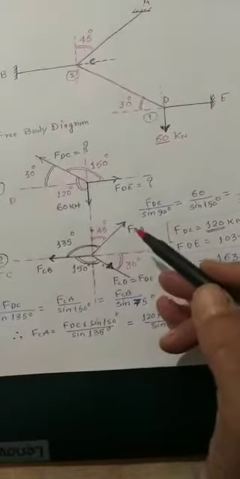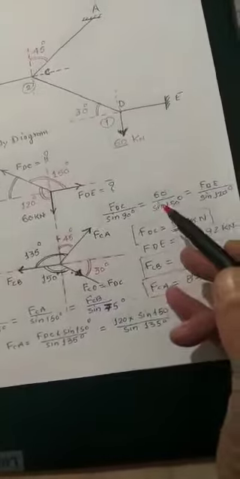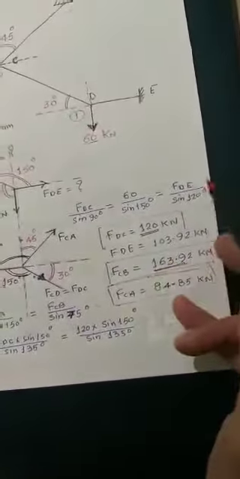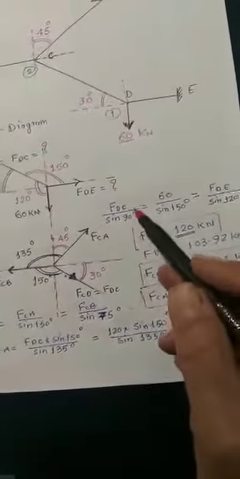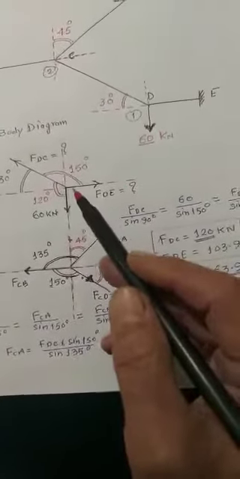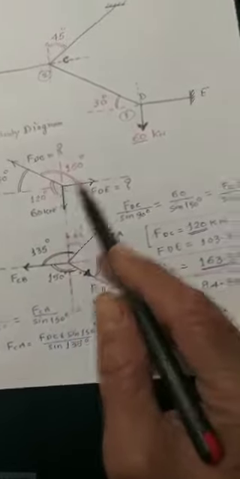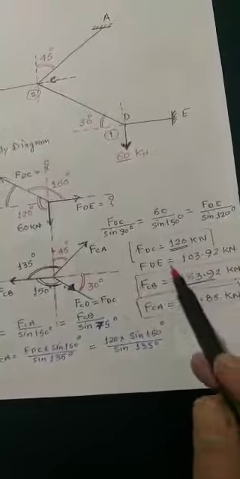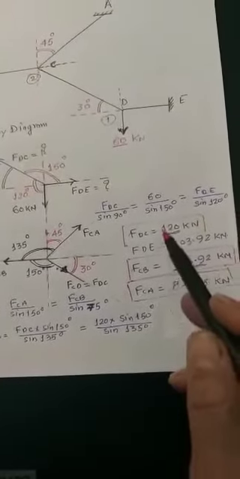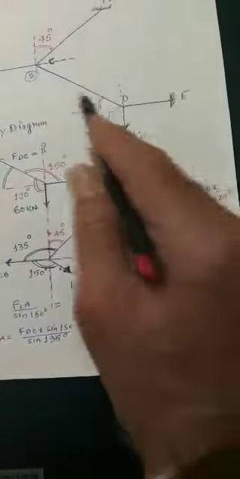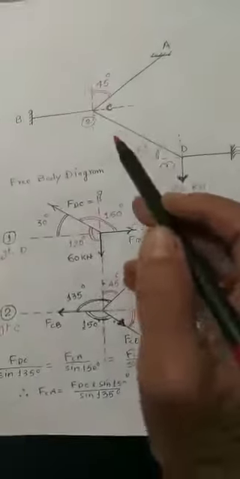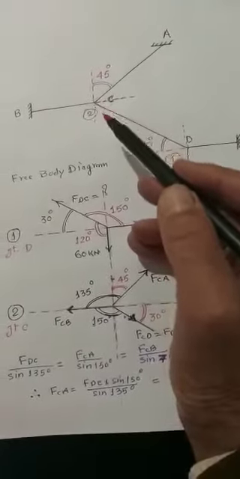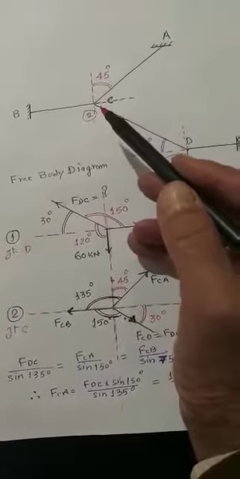From this, we can substitute into Lami's theorem over here and find out these values, FDC and FDE, that is DC and DE, which can be very easily calculated. So we have calculated DC and DE. Now once we know the values of DC and DE, we can switch over to the next joint, the second joint, that is joint C.